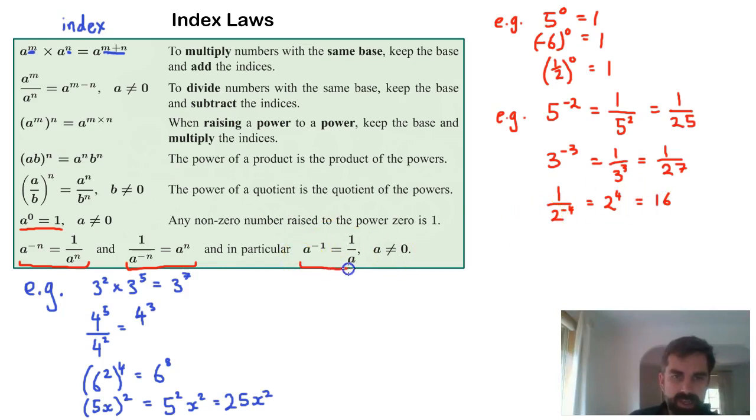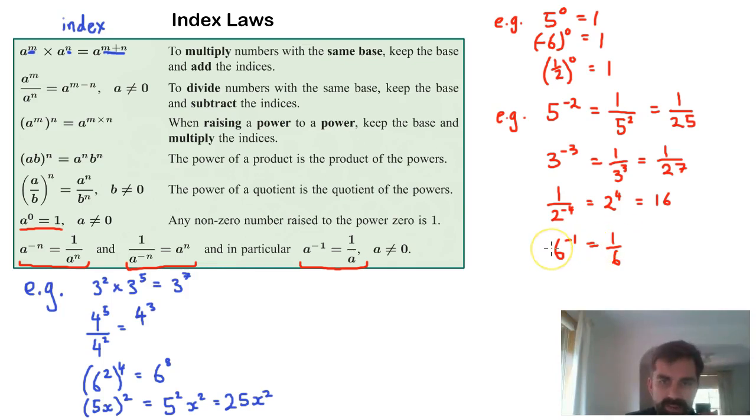And then there's a particular case here. Just remember, if n is a 1, then it's just 1 over that value. So, for example, if I had 6 to the power of -1, that's just 1 over 6. So negative powers are actually an alternative way of writing a fraction.